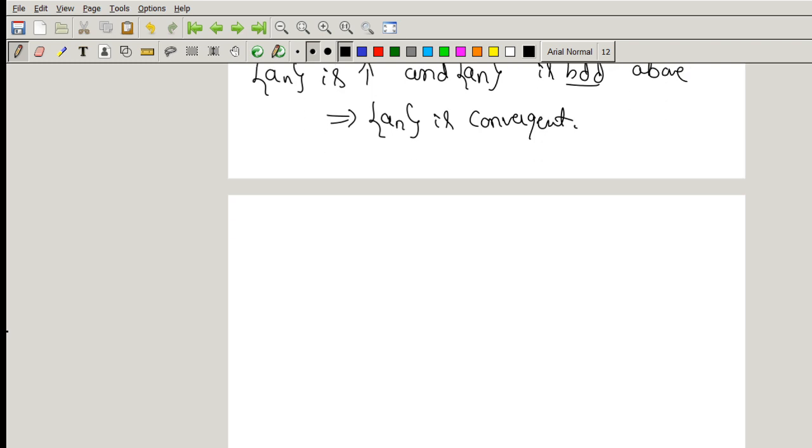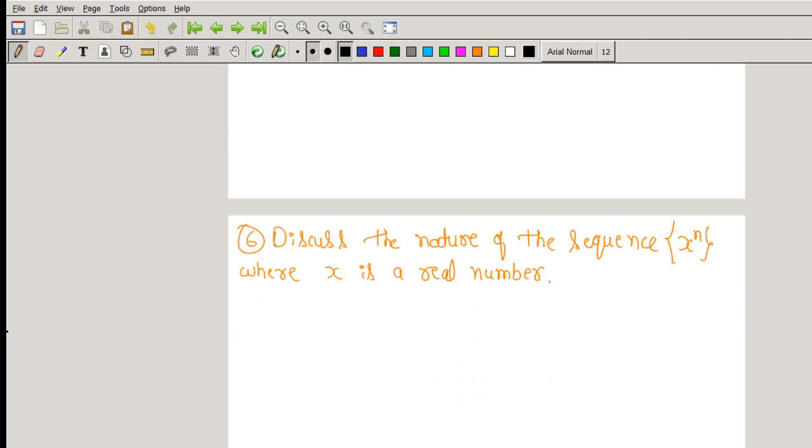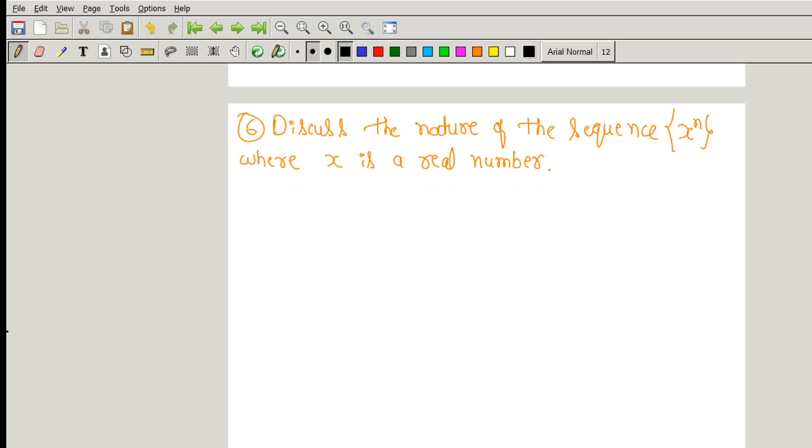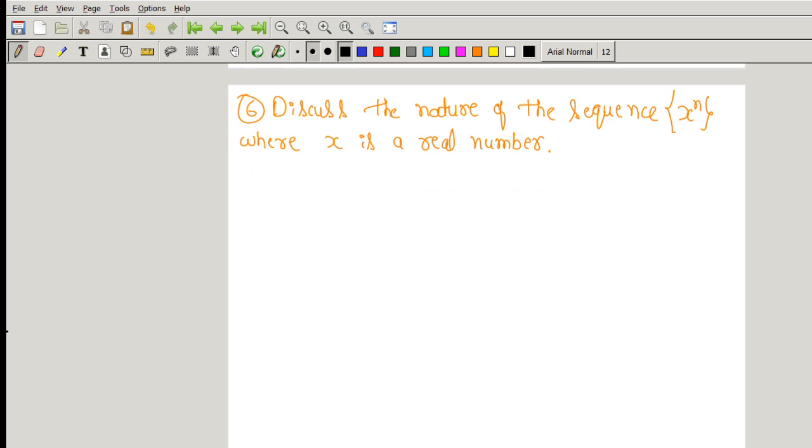So now I move on to the next problem. Discuss the convergence of the sequence x power n, where x is a real number. In series, this is nothing but a geometric series. What happens if x is any real number? The real number may be greater than 0, less than 0, or equal to 0.